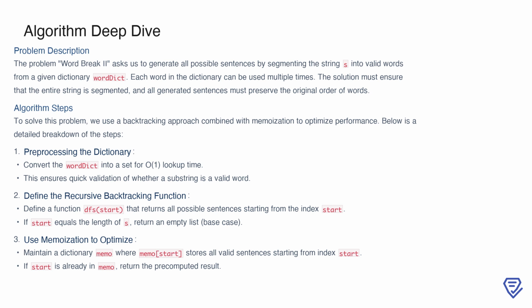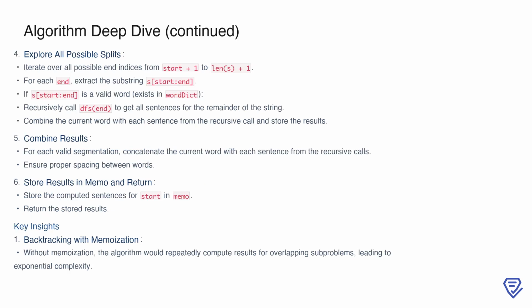To enhance performance, we employ memoization by using a dictionary memo to store results for previously computed starting indices. If a starting index has already been processed, we simply retrieve and return the result from memo instead of recomputing it. To explore all possible segmentations, we iterate over potential end indices, ranging from start+1 to the length of the string+1. For each end, we extract the substring s[start:end], and check if it exists in the dictionary. If it's a valid word, we proceed by recursively calling dfs(end) to solve for the remainder of the string. The results of this recursive call will give us all possible sentences for the remaining portion of the string.